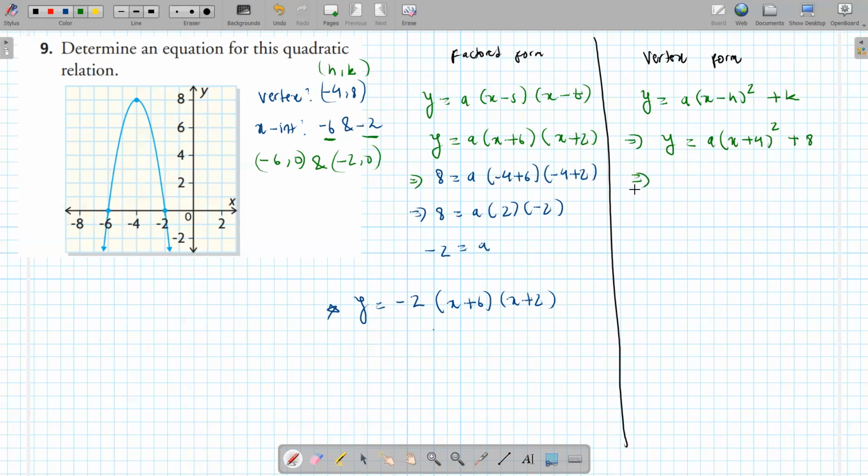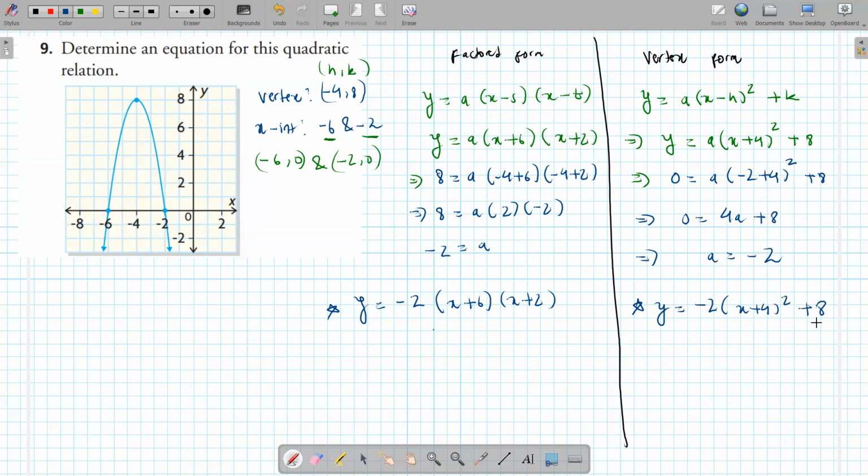We can't use the vertex because we already used it. Let's use either one of the x-intercepts. You can use -6, 0 or -2, 0 as your x and y value to solve for a. I'm going to use -2, 0. So y is 0, right? A, and the x value there is -2 plus 4 squared, plus 8. So you get 0 equals -2 plus 4 is +2, squared becomes 4a plus 8. Subtract 8, divided by 4, a becomes -2. Therefore, the final answer in the vertex form is -2, x plus 4 squared, plus 8, okay?